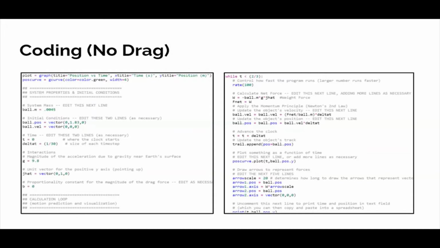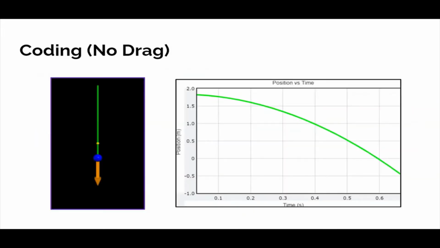For the no drag model in the loop, the weight force equals the ball's mass times negative g times the j hat, and the net force equals the weight force. Arrow 1 is set to the ball's position, with its axis being the weight force times the arrow scale. Here is the resulted graph and ball's free body diagram after the code is run.